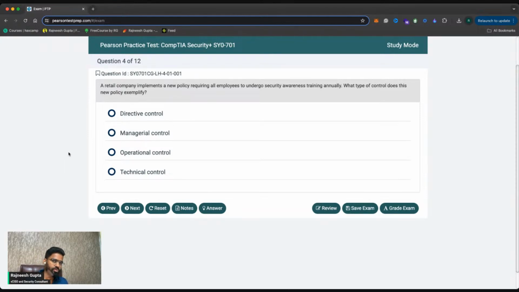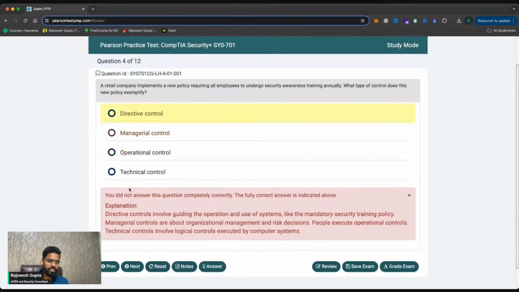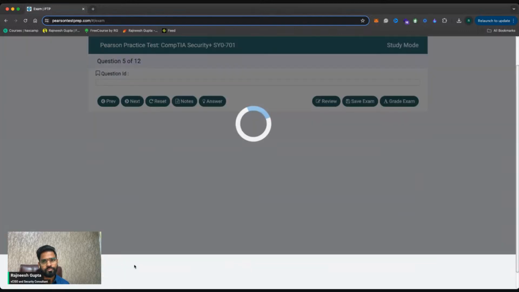But if you remember, in the last question we talked about what is managerial control. It was about risk management, right? So it cannot be managerial control. So the only thing left is the directive control, because directive control involves guiding the operation and use of systems, like mandatory security training, creating new policies, risk decisions, governance, and everything. Okay, all good.